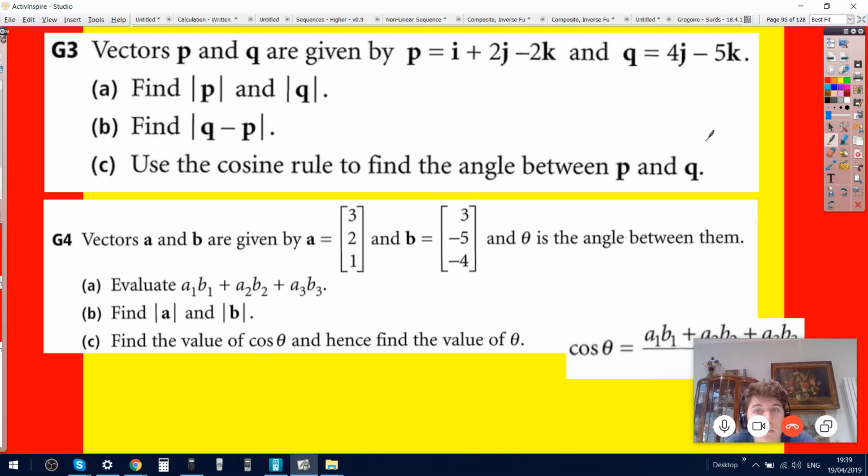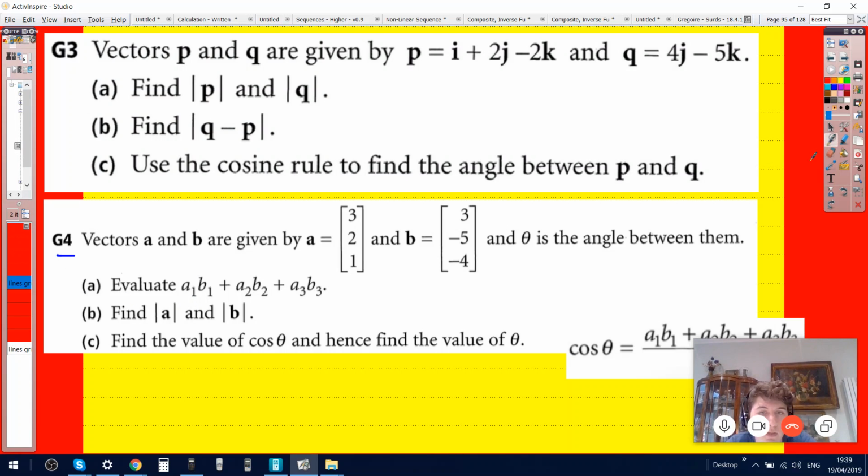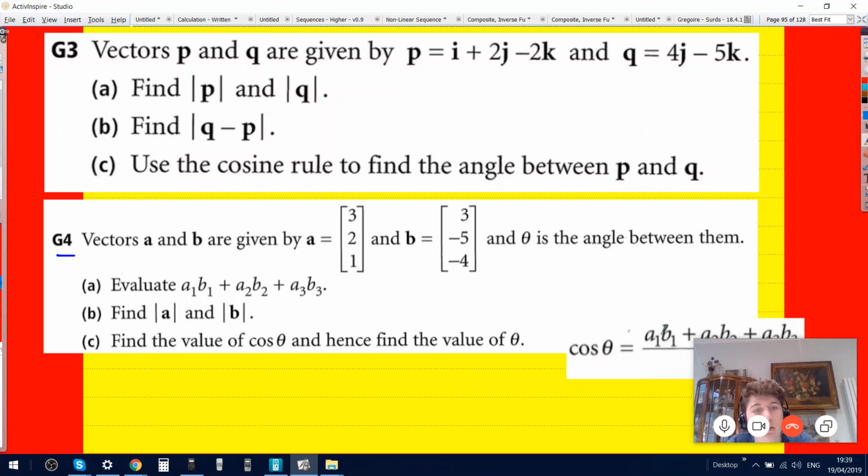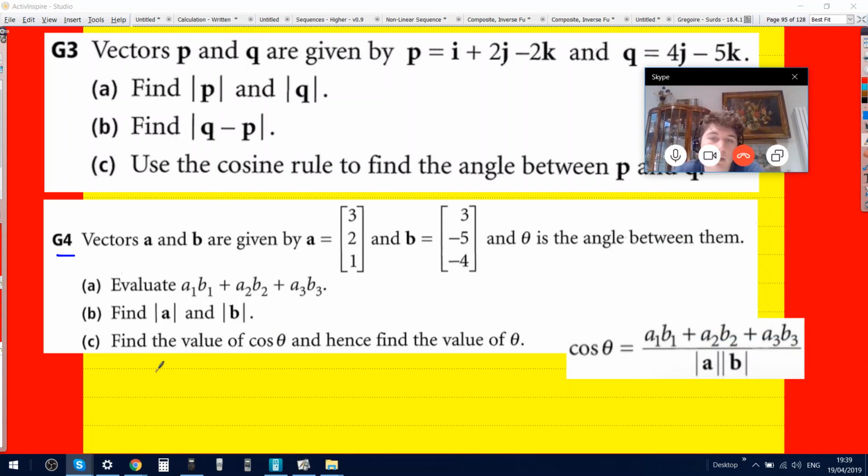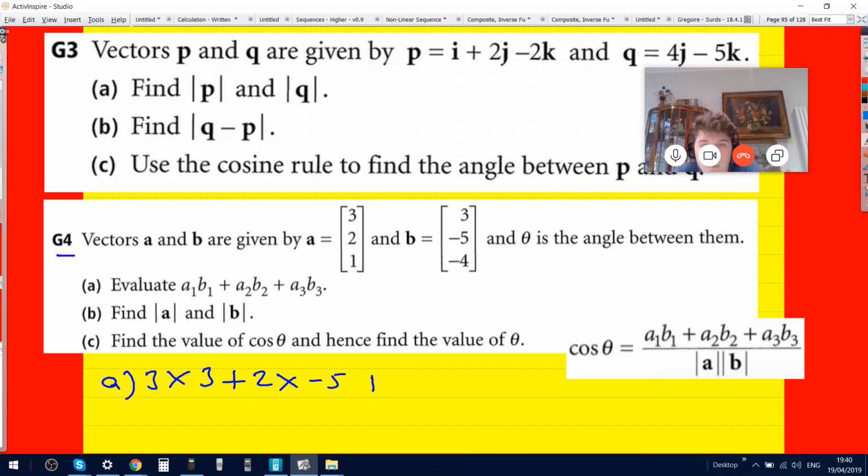So let's just use the dot product method. What is A1 times B1? That would be 3 times 3, so 9. Go on. So 9 plus 2 times minus 5, plus 1 times minus 4. So that'd be 9 minus 10 minus 4. So that would be minus 5.